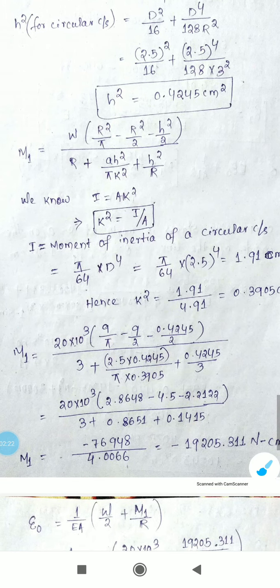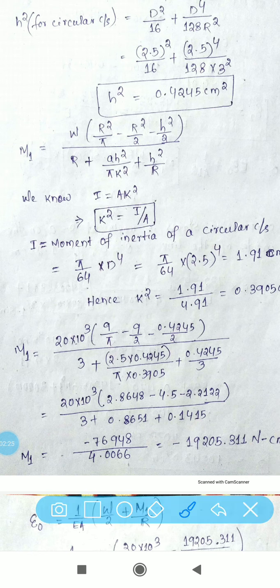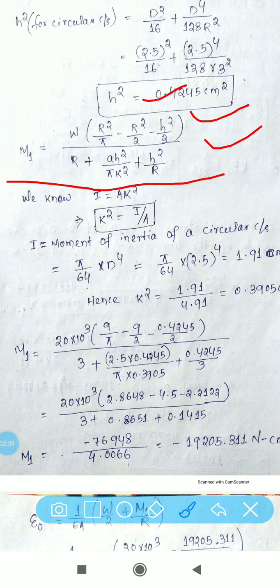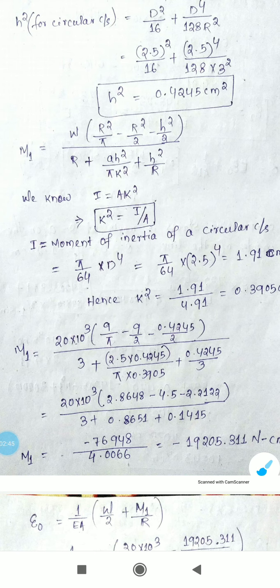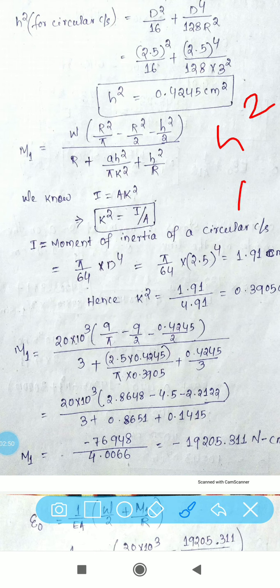Then we calculate the m1 value. So put the expression. You have some idea about how you can calculate m1. m1 is equal to w into r square by pi minus r square by 2 minus a square by 2, divided by r plus a square by pi k square plus a square by r. So you have already calculated the h square value, the a value, and the r value. Then you have to calculate I, the moment of inertia, and k, the radius of gyration.